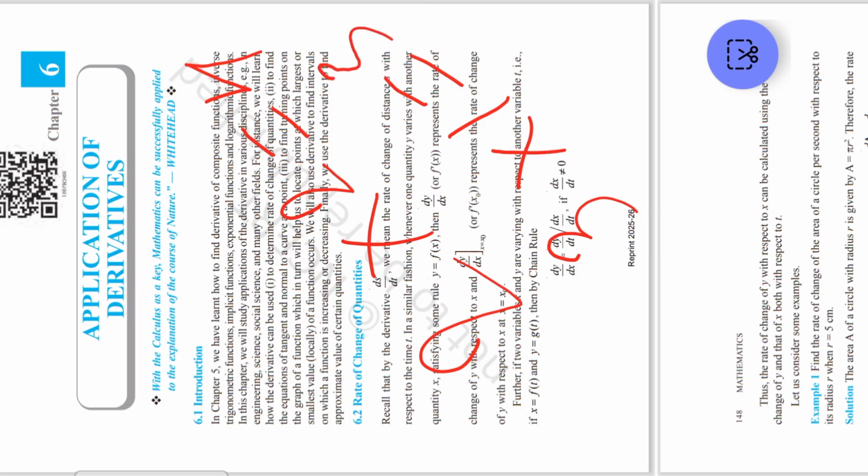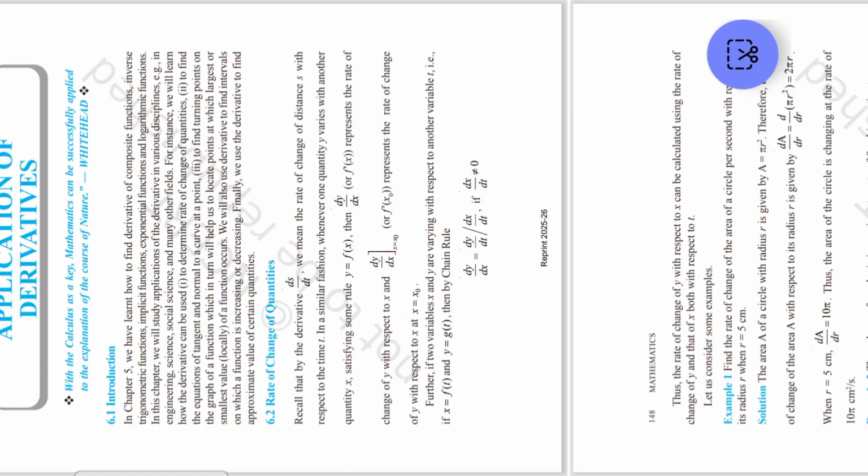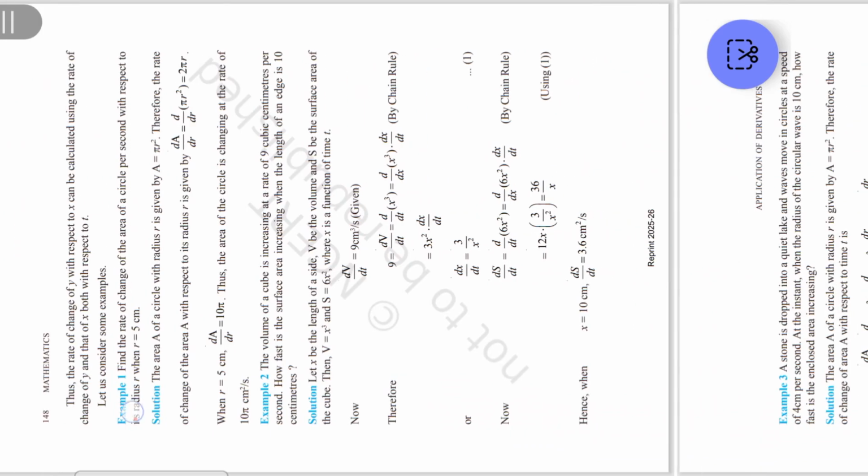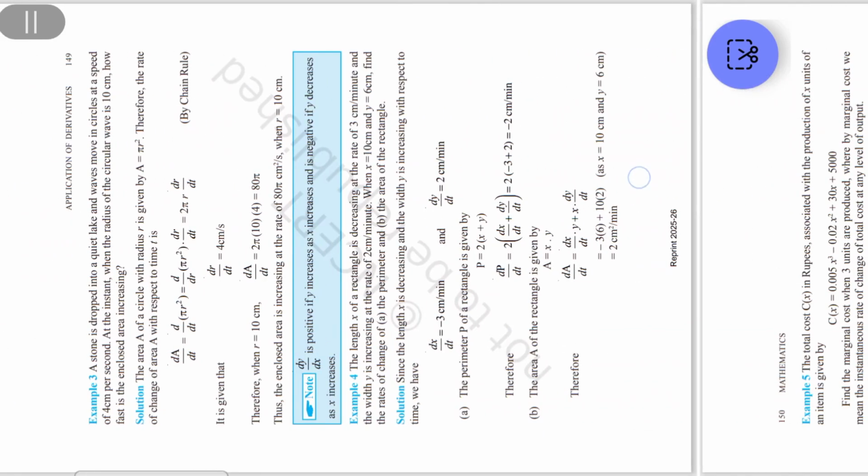So in this chapter, those who understand differentiation or derivatives should be able to solve these very easily. And we know some important formulas, like the area of a circle and the area of a triangle. Coming to the 2 marks questions, examples 1, 2, 3 and 5 are important.